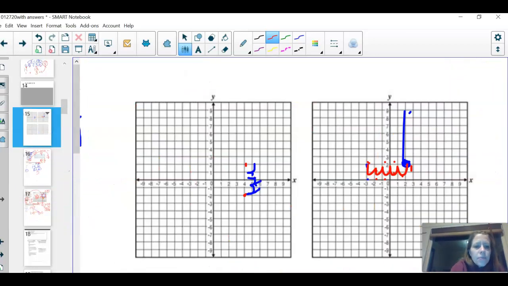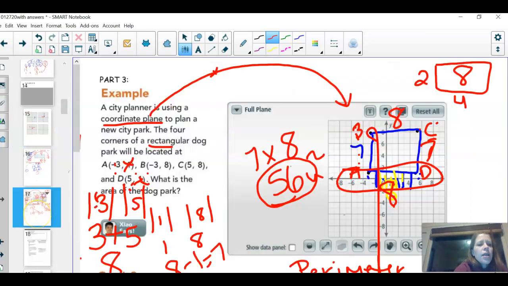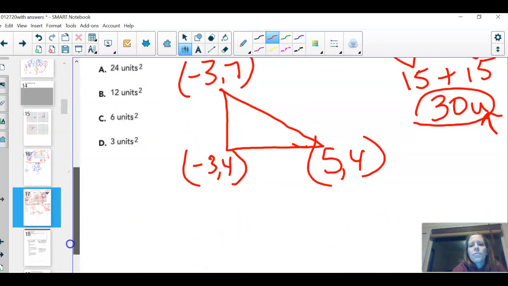Then I would draw 5, 4, sorry, which would be 5, 4. Now I can just count, and I have this little right triangle right here. It's the same thing. Okay, so now I've got 1, 2, 3. Yo tengo 3. 1, 2, 3, 4, 5, 6, 7, 8. Okay, so I have 3 and 8. Let's see if I get the same thing using the other way.